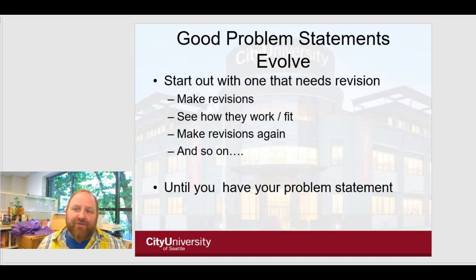It's important to know that your problem statement is going to evolve. It is going to start out and then need revisions and revisions and revisions. You're going to change one word and it's going to completely destroy the problem statement. Or you're going to need to change one word and that's going to mean you need to change the other words as well. It's revision after revision until you have a solid problem statement.